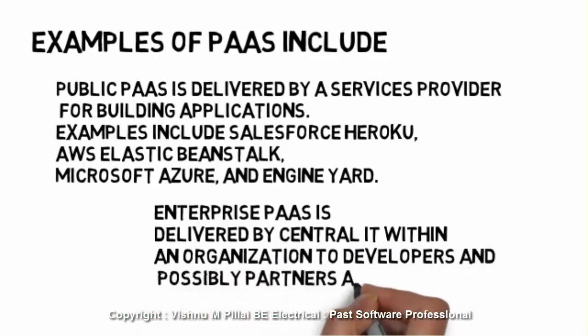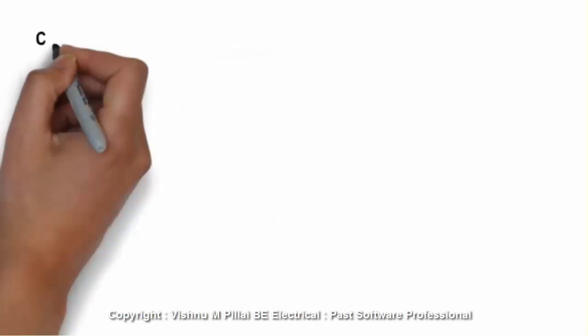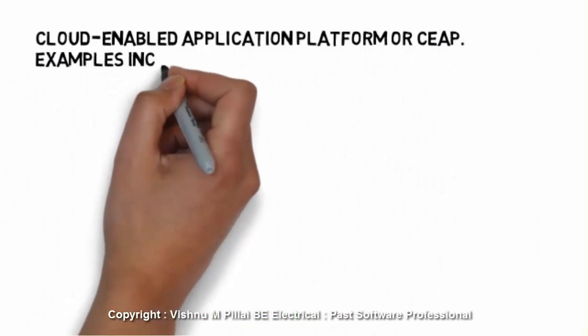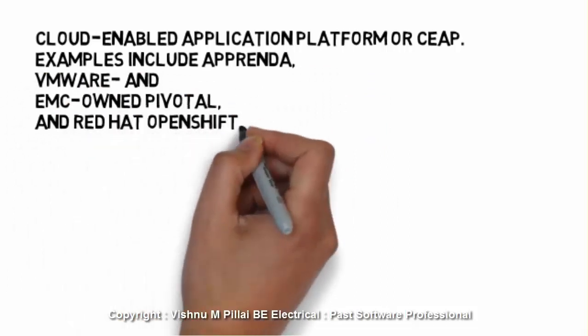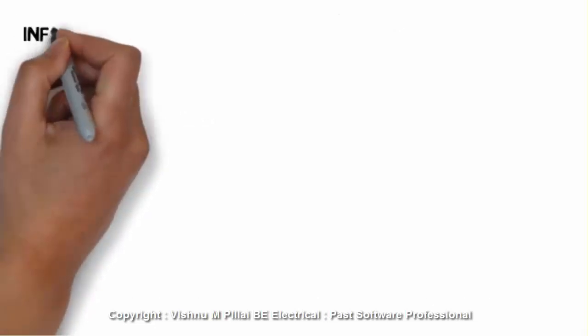Enterprise PaaS examples are delivered by central IT within an organization. So platform as a service can be public, where it is open to all and anybody can use it or buy into it, while the enterprise platform as a service is developed by the organization for the developers of their own company or industry. So it is to be used within the organization. Again, the cloud enabled application platform or CEP examples include Apprenda, VMware and EMC owned by Pivotal, and Red Hat OpenShift. So these are some other examples of platform as a service.